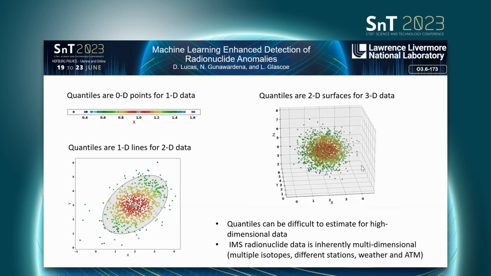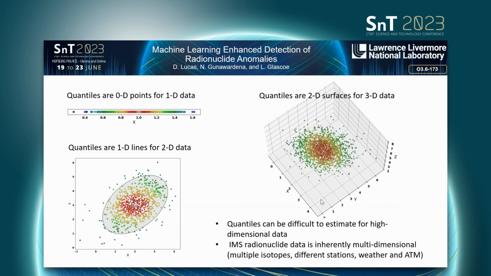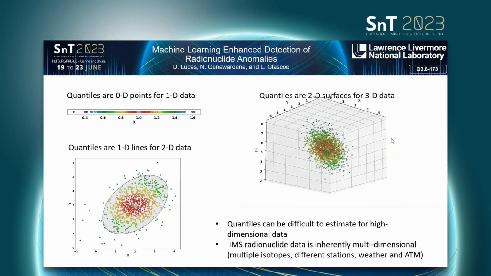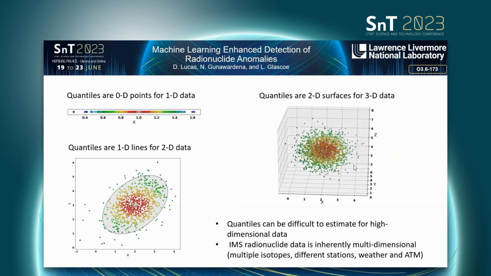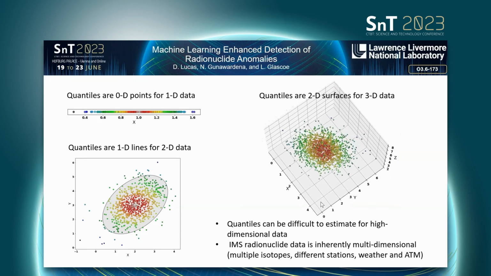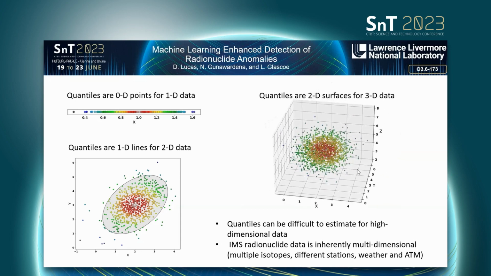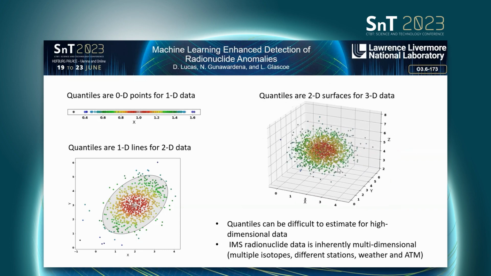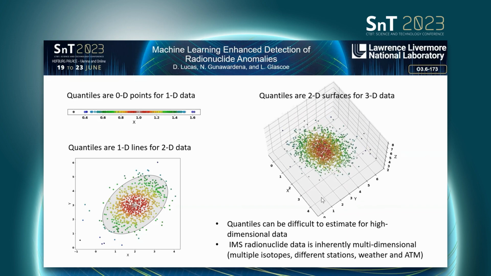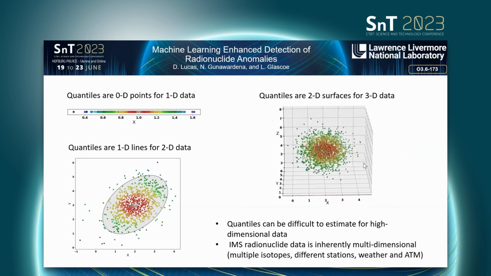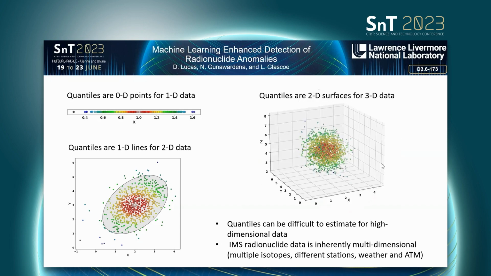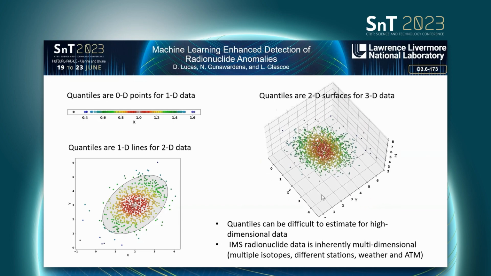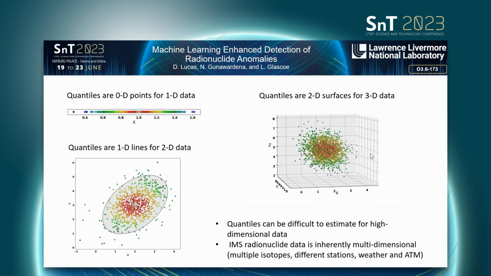If you have a two-dimensional data set, what you need to do is find a contour or a line in that 2D space. On one side of the line, you would call that an anomaly. On the other side, you would not. And it becomes harder to actually calculate that contour in two-dimensional space. So what do you do if you have three-dimensional data? Essentially, you're trying to map out a two-dimensional surface in a three-dimensional space. And that becomes a very challenging problem to estimate those quantiles. And IMS data is inherently multi-dimensional.